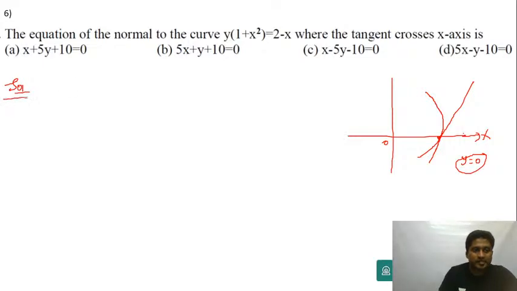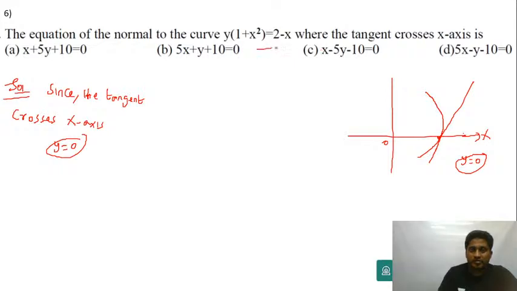Since the tangent crosses x-axis, y is equal to 0. If I put y equal to 0 in equation 1, you will get 0 is equal to 2 minus x. That is x is equal to 2. You understand? So no need to find tangent, normal, nothing. So what is the point, guys? Point is 2, 0. I just take this 2, 0 and substitute in the options and check which will satisfy.